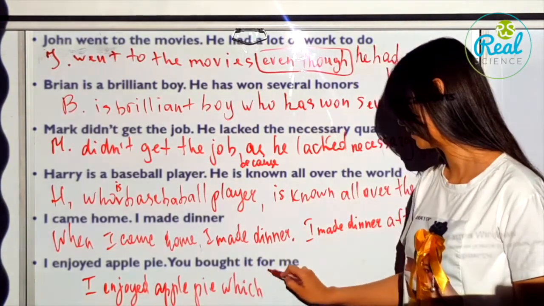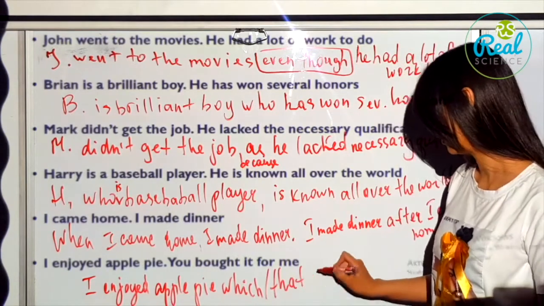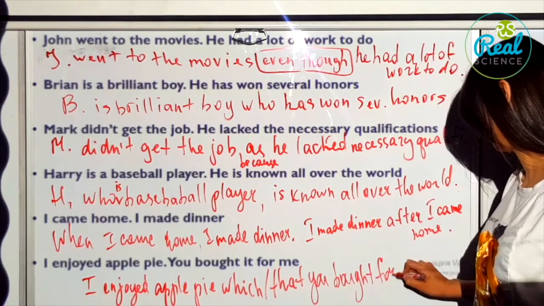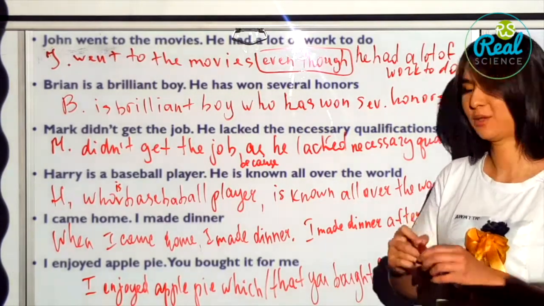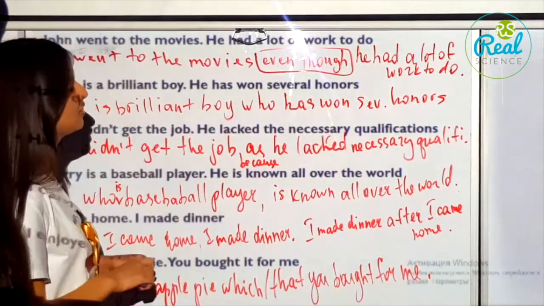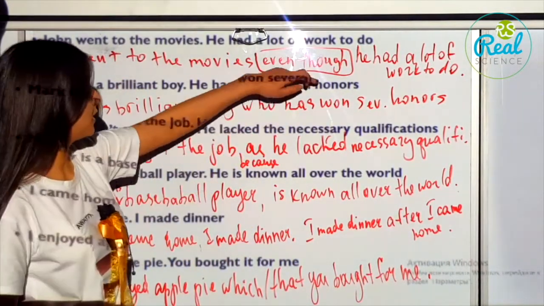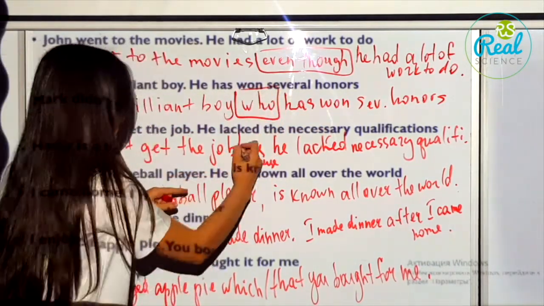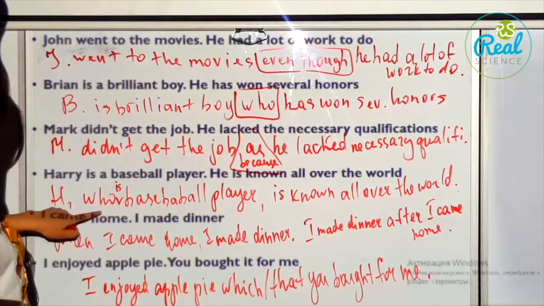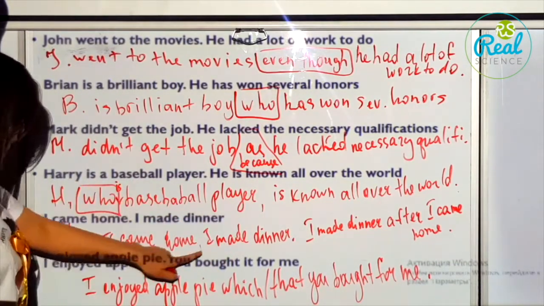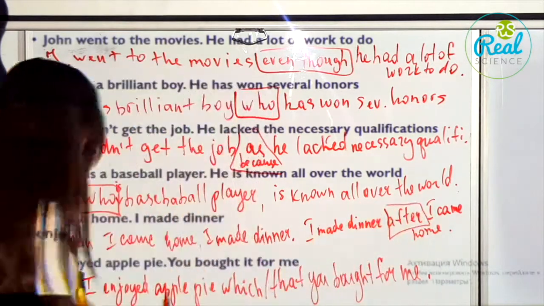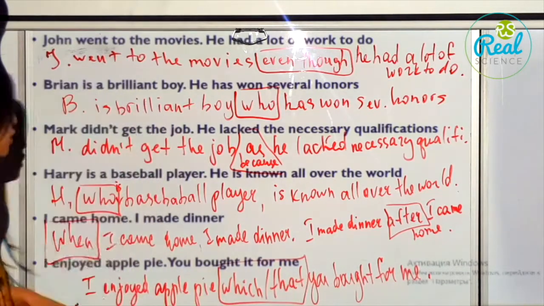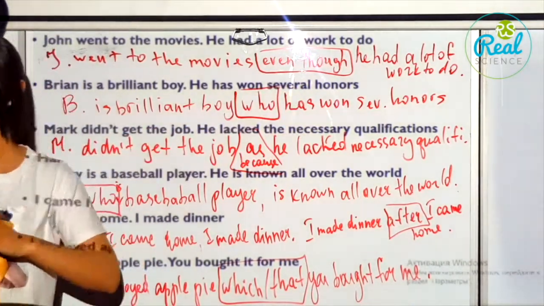I enjoyed apple pie which or that you bought for me. Nice. So I hope it's understandable. Any questions regarding this one? No. So here we use it even though. Here we use it who. Here we use it as because. Here we use it again who. After this one, when. And here we use it which, that. So by using these conjunctions and relative pronouns, we made complex sentences.